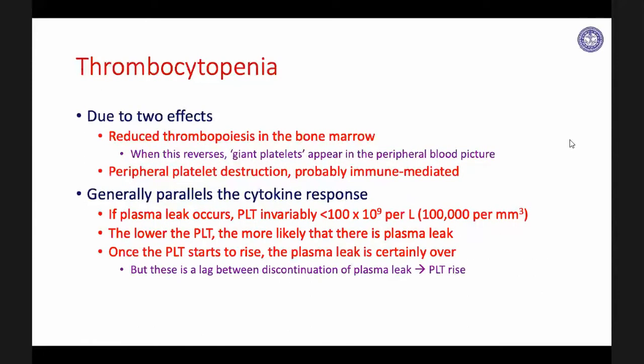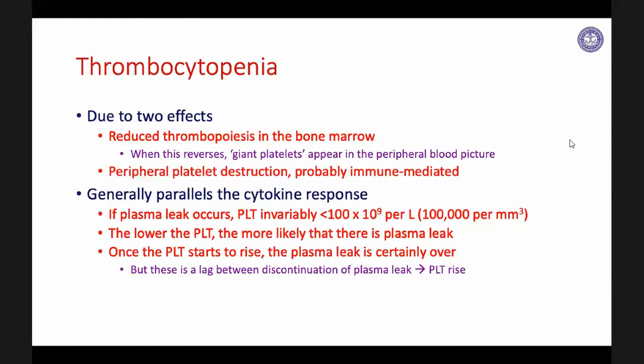Okay, let's get on to the other features. Now, another important feature is thrombocytopenia, as you very well know. This happens due to 2 reasons, 2 effects. One is the reduced thrombopoiesis in the bone marrow due to the virus. And during recovery, this reverses. When it reverses, you find that giant platelets appear in the peripheral blood picture. That's a very good sign. That basically means that your bone marrow is recovering from the reduced thrombopoiesis. The second reason for thrombocytopenia is peripheral platelet destruction, which is believed to be due to antibody-mediated destruction.